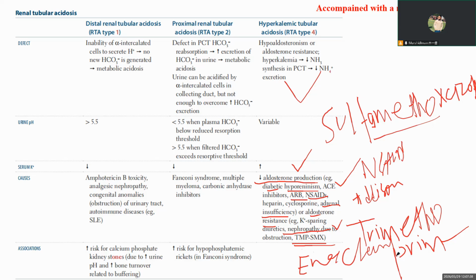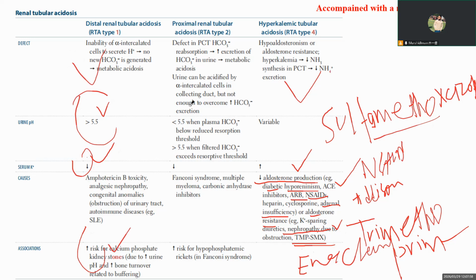Okay, so if I bring all these three RTAs together in a simple comparison: type 1, the distal RTA, is a failure of the alpha intercalated cells, the hydrogen pumping in the collecting duct. The patient cannot acidify their urine, leading to a higher urine pH.